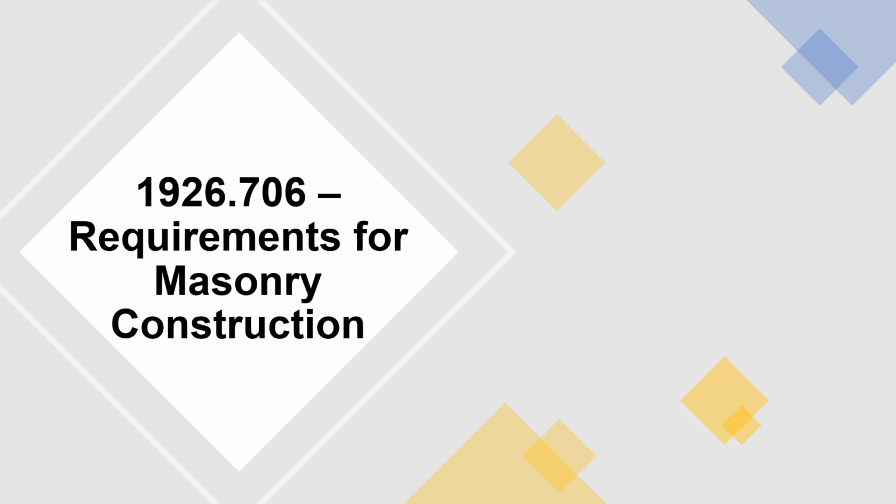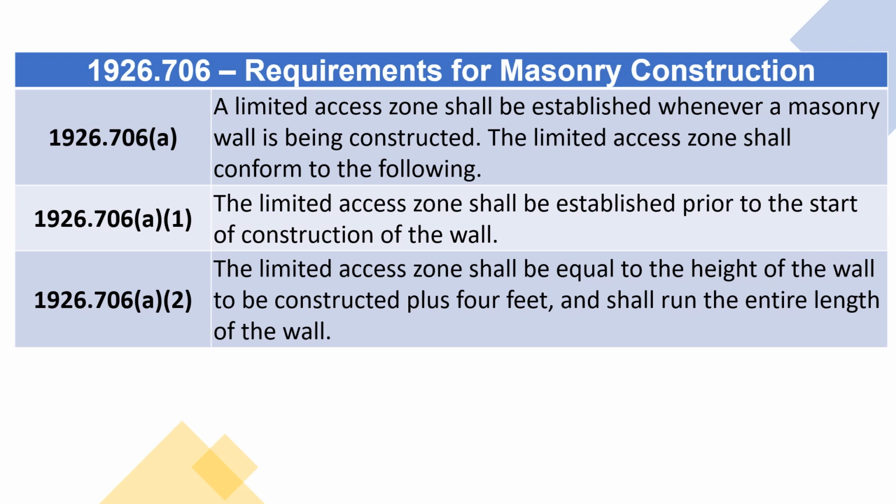1926.706 Requirements for masonry construction. 1926.706(a)(1): A limited access zone shall be established whenever a masonry wall is being constructed. The limited access zone shall conform to the following. (a)(1)(i): The limited access zone shall be established prior to the start of construction of the wall. (a)(1)(ii): The limited access zone shall be equal to the height of the wall to be constructed plus 4 feet, and shall run the entire length of the wall.